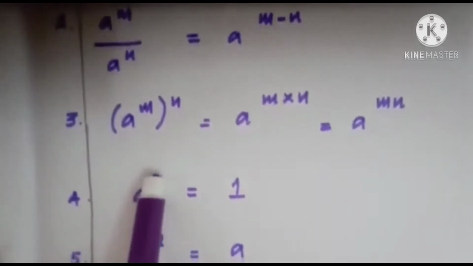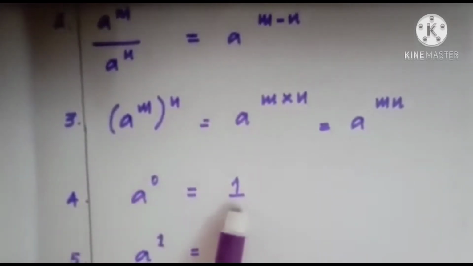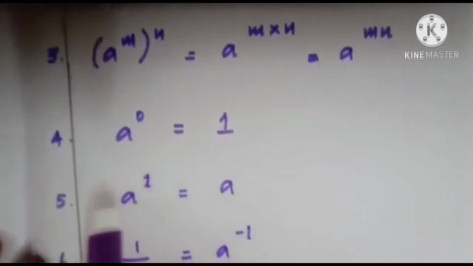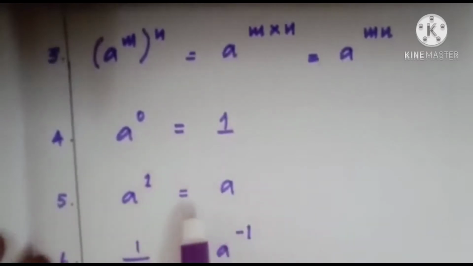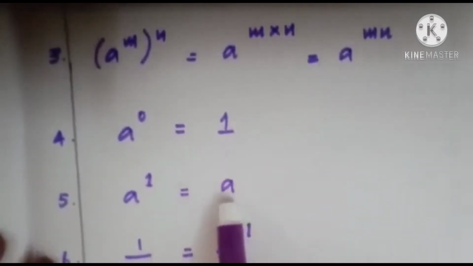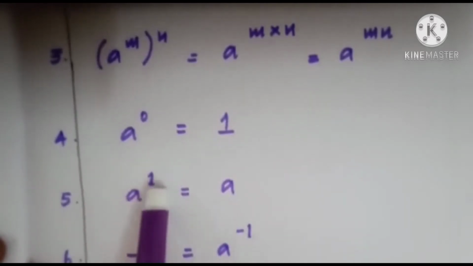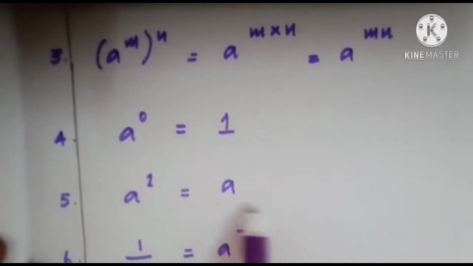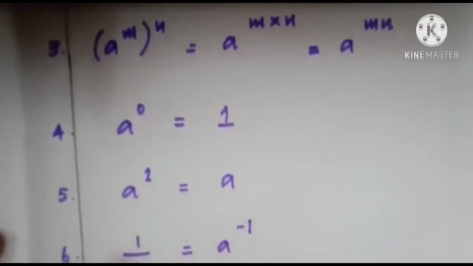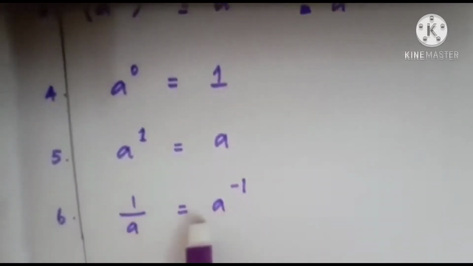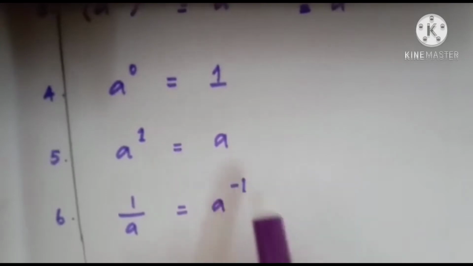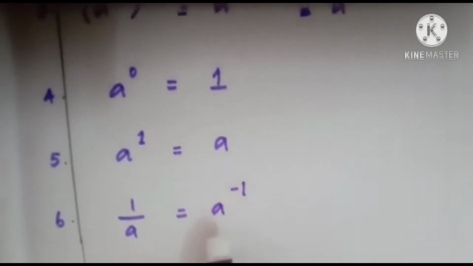And anything power 0 is equal to 1. And also a power 1 is nothing but a alone. Any number raised to the power 1 is the number itself. And 1 by a is nothing but a power minus 1.